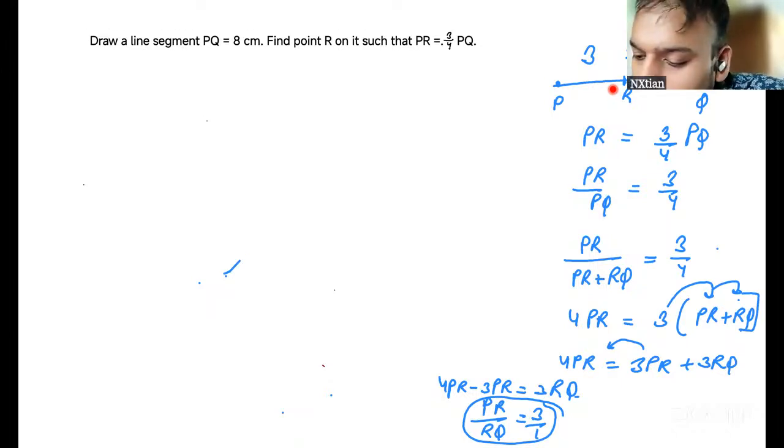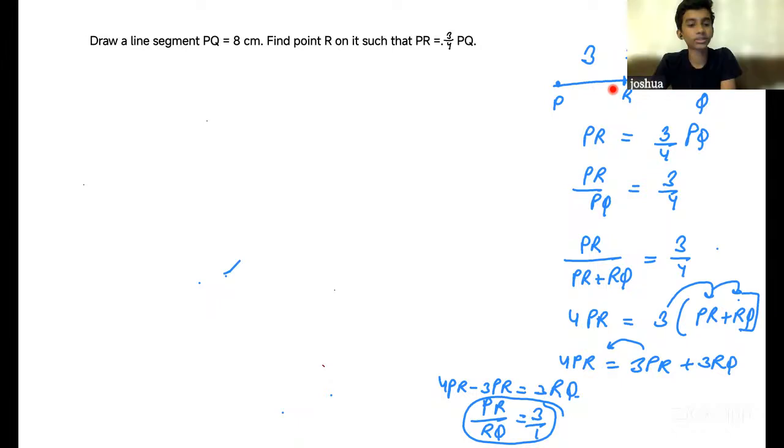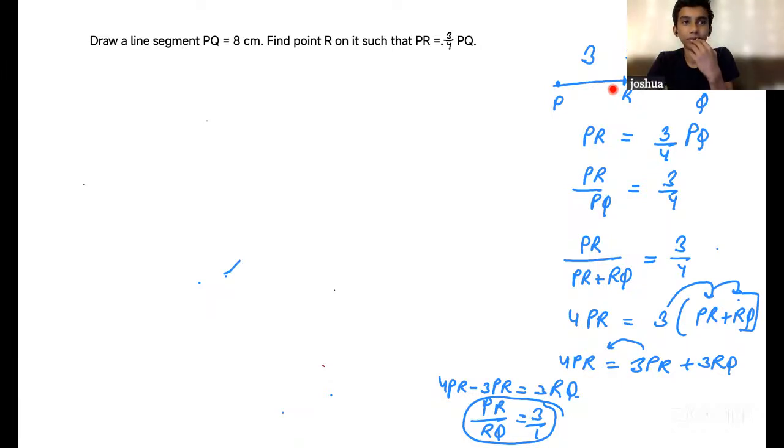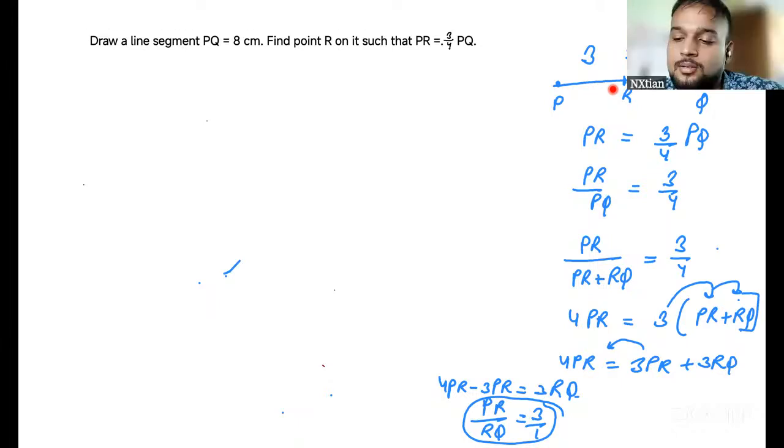So, Joshua, do you have scale, compass, and all? Oh no, sir. I'll get my compass when I travel back to India. So you will take compass from US. No, I won't be able to because I'll be going tomorrow morning. Okay, then understand it and try to make with your hand.